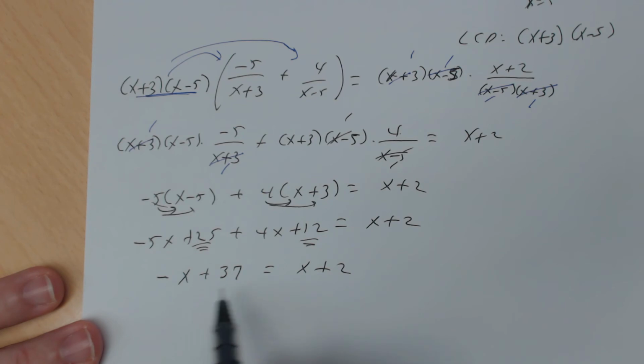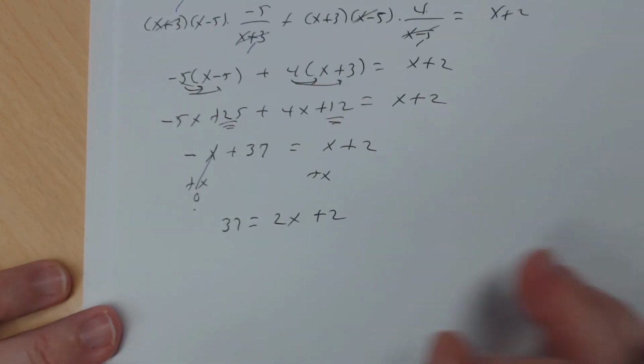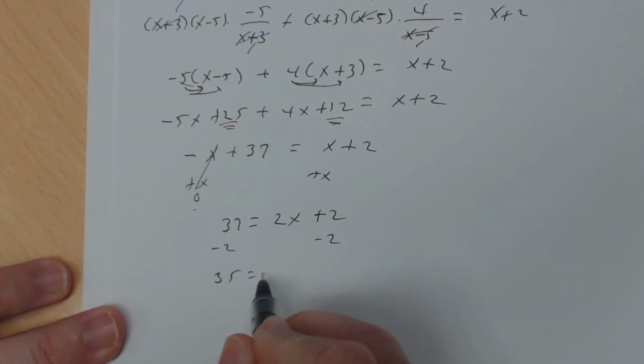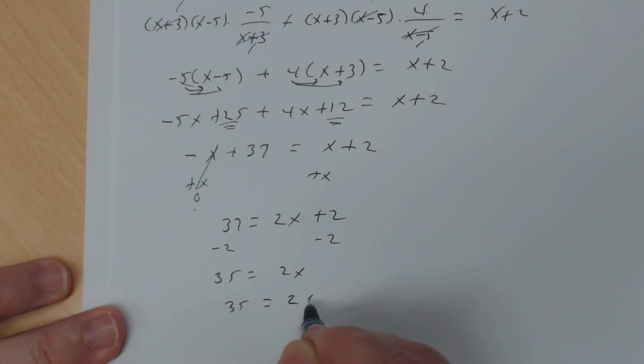All right, let's go ahead and bring the variables to the right. So I'm going to add x to both sides. So negative x and a positive x is 0. 0 plus 37 is 37. x plus x is 2x, plus 2. And then subtracting 2 from both sides, I get 35 equal 2x. And then to get x by itself, I'm going to divide both sides by 2. And so you get x to be 35 halves.